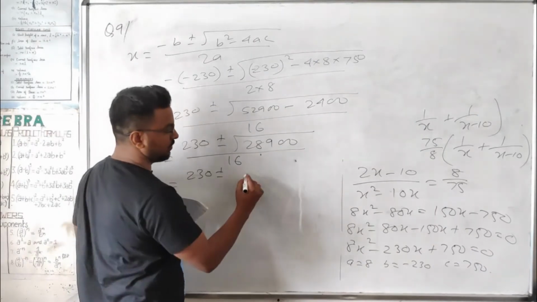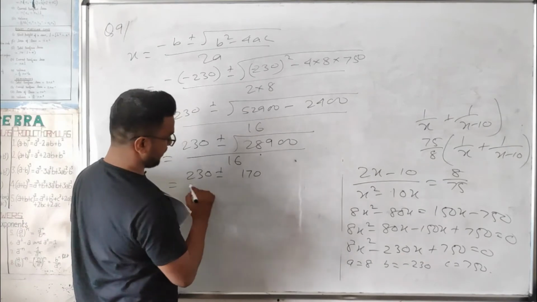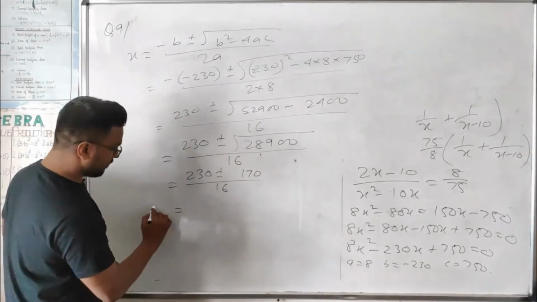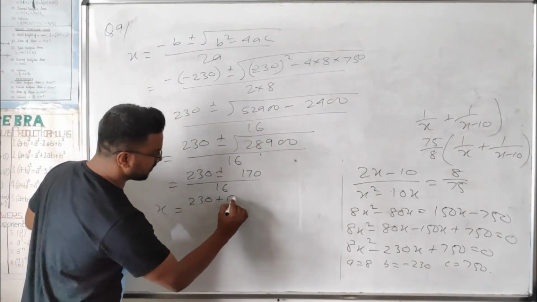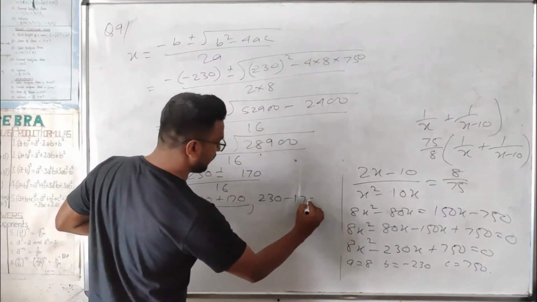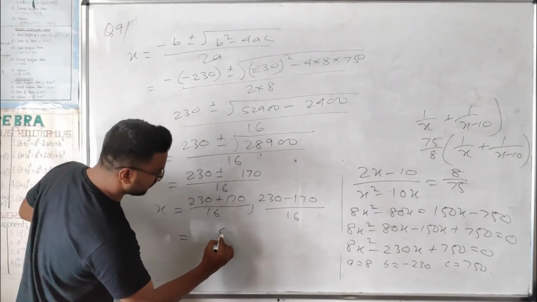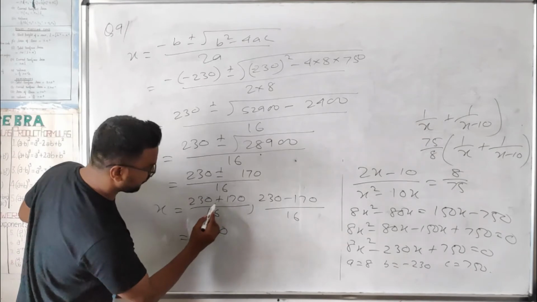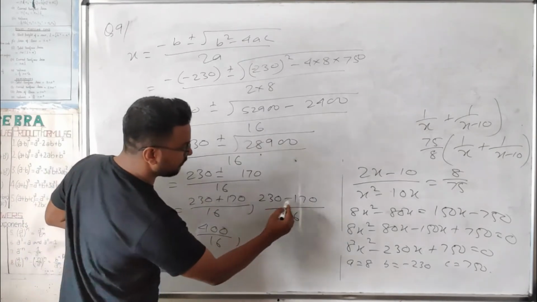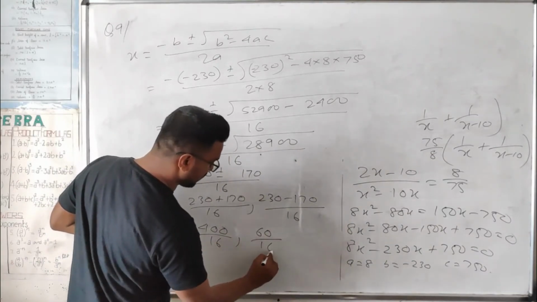17 and here 10, so it will become 170. Okay, divide by 16. So next, what will we do? The value of x will become 230 plus 170 by 16, and the other one will become 230 minus 170 by 16. So if you add both the terms, it will become 400 by 16, and if you subtract, you will get how much? You will get 60 by 16.